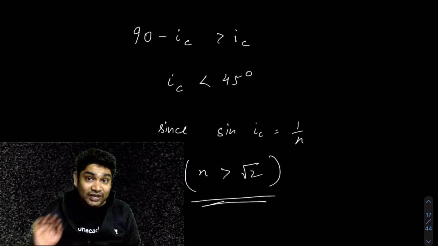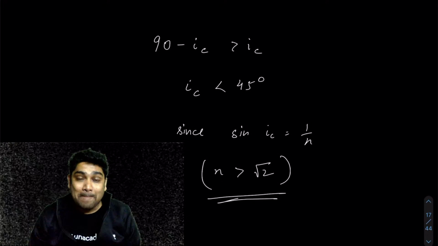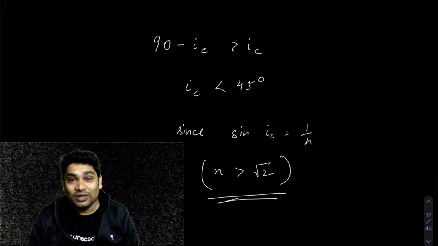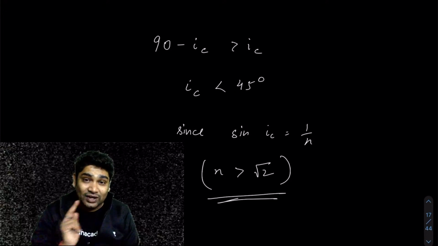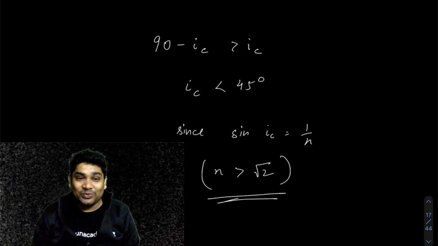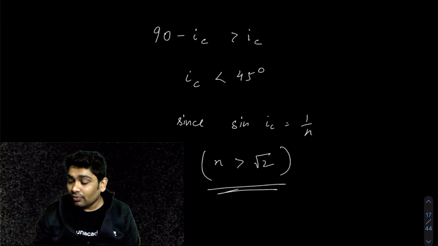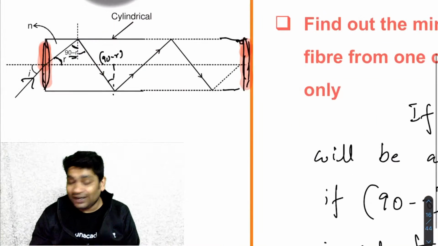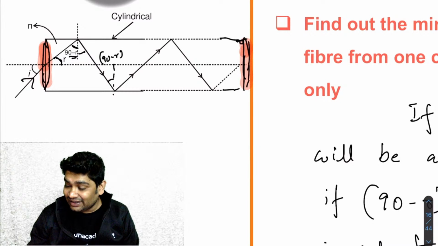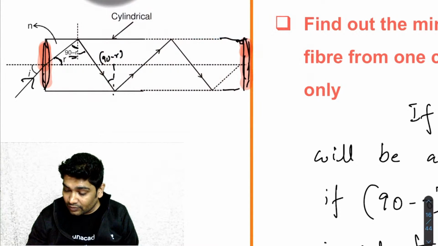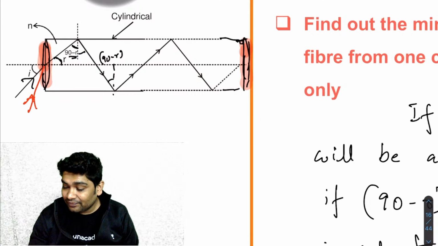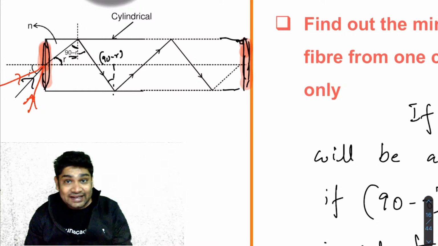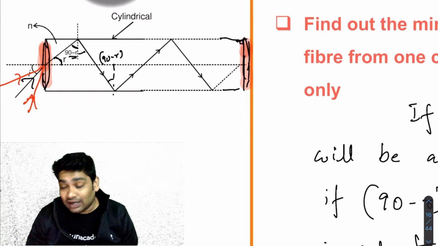This is the condition. If you ensure this, all you need to do is make sure that your cylindrical surface has a refractive index which is greater than root 2. Then any ray that enters through one circular face can only come out from the other circular face. Now you can have the ray entering at any angle. It doesn't really matter. You could have had this ray, any ray that you can think of. Every ray entering at any angle on the circular face would eventually come out from here only.